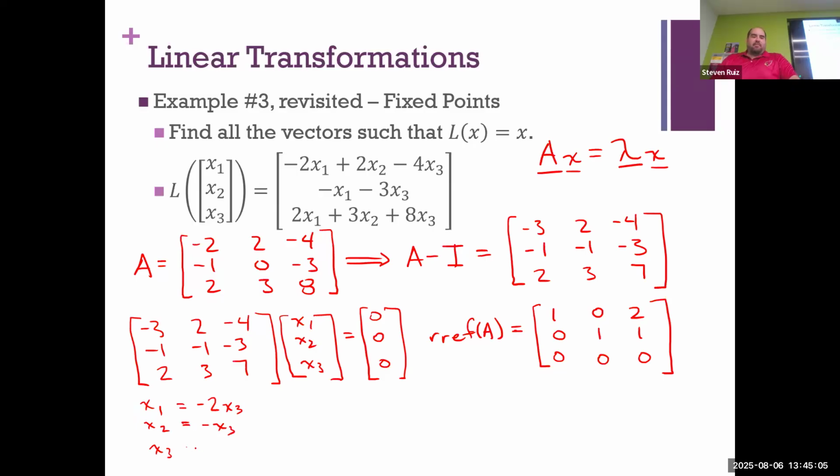Negative x3, and then it looks like you're treating x3 like it's a parameter. So how many parameters do I need? Just 1. So the null space of A minus I is what? -2, -1, 1.